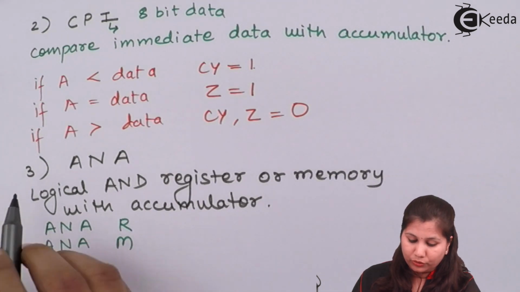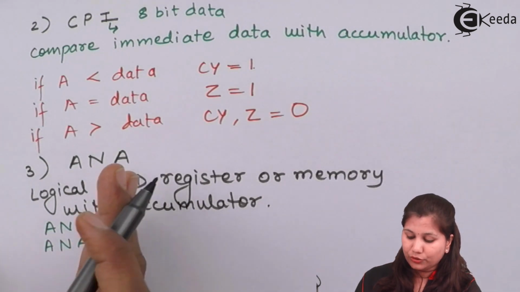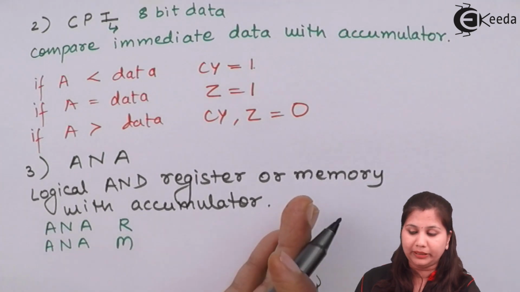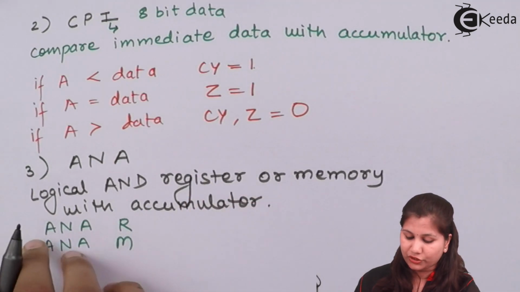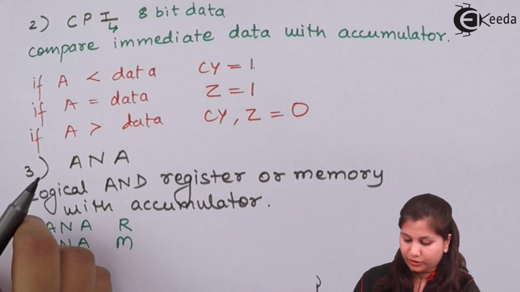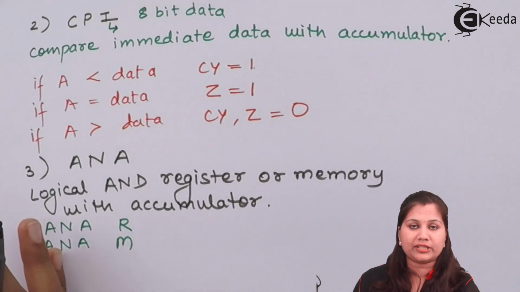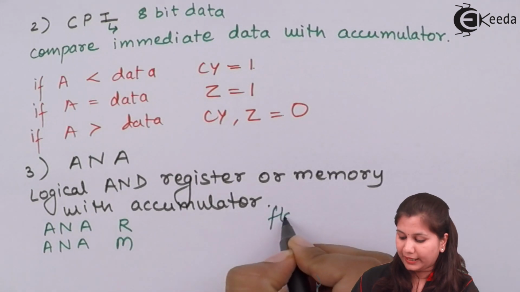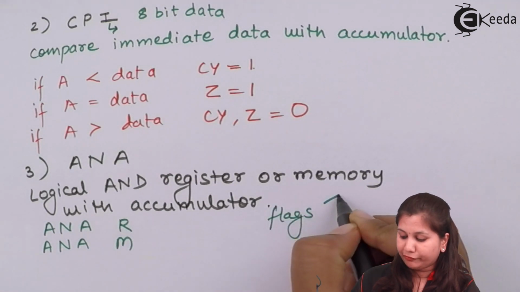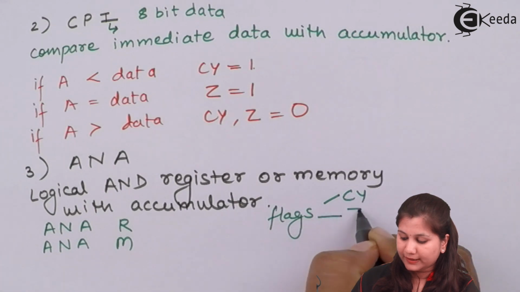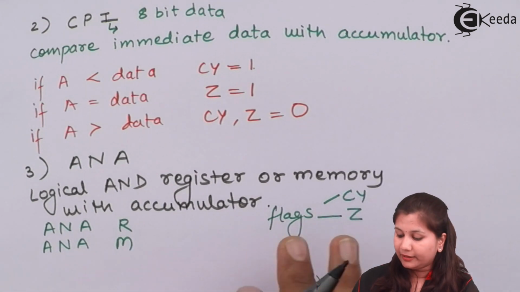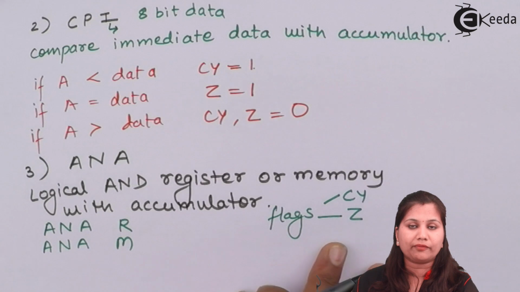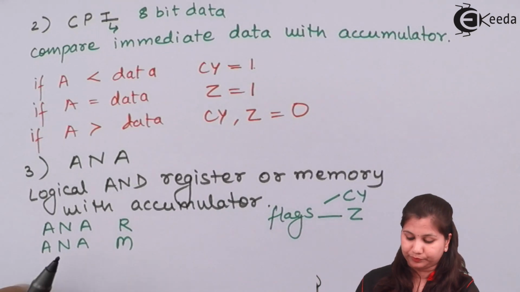So it is going to logically AND the contents of the accumulator and the contents of the register or the memory location, and whatever the result is, the effect of it will be shown in the flags. Like if carry is there or the zero flag is affected, then we can check the conditions of these flags also.